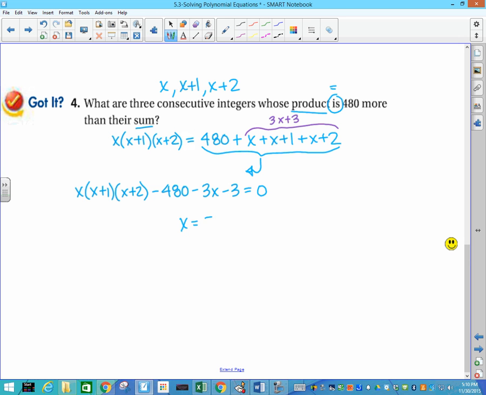So this tells me that x equals 7. So to answer my question, what are 3 consecutive integers? Well, I have 7, and after 7 comes 8, and after 8 comes 9. Those are my 3 consecutive integers. You can test it out and say if you multiply those, you will get 480 more than if you added them all together. So that's the end of 5.3, and if you have any questions, please come see me.